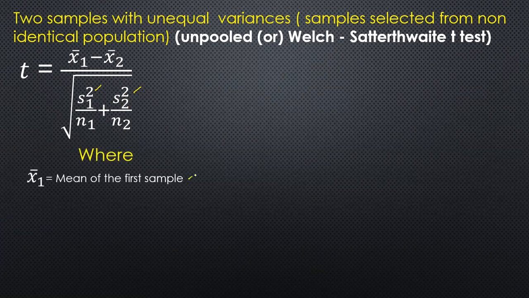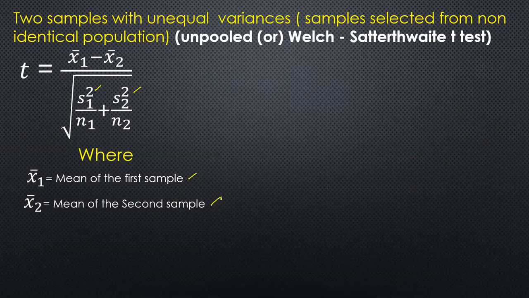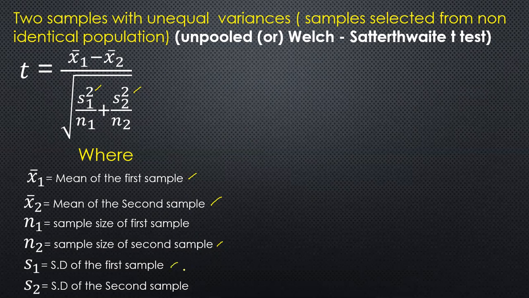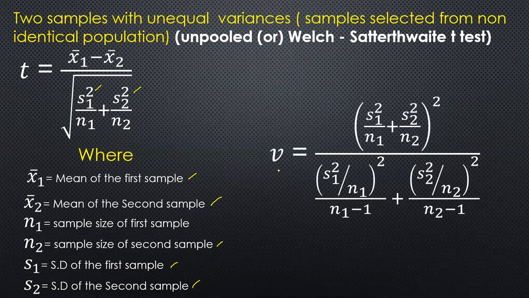X1 is the mean of the first sample, X2 is the mean of the second sample, N1 is the sample size of the first sample here, and N2 is the sample size of the second one. S1 is the standard deviation of the first sample, S2 will be the standard deviation of the second sample. Now here, one thing you have to notice is that your degrees of freedom is calculated using this particular formula.